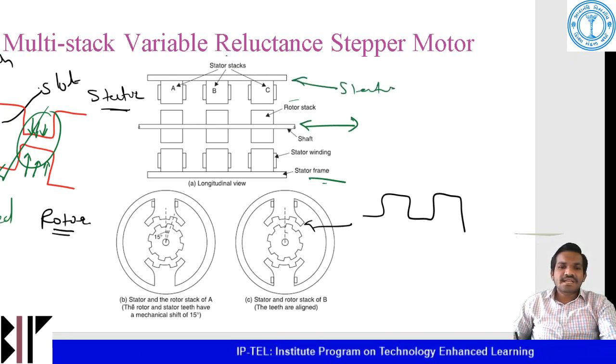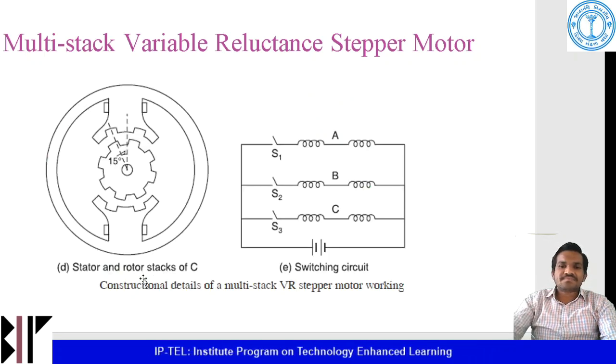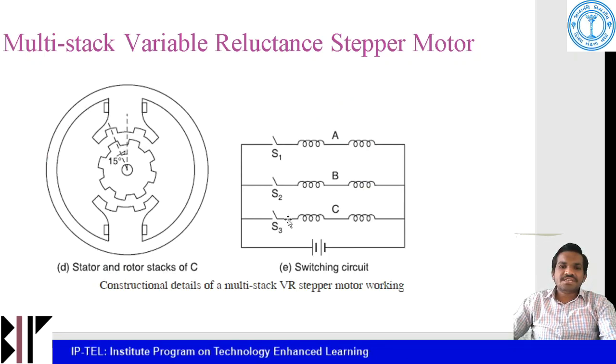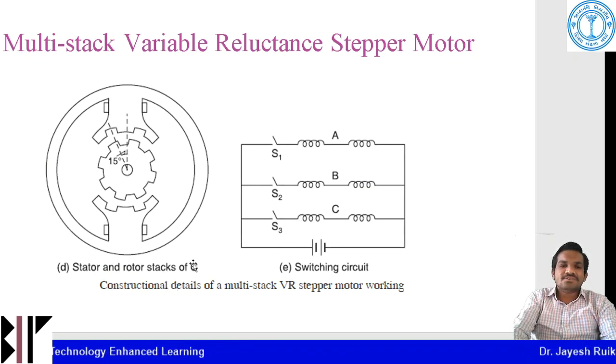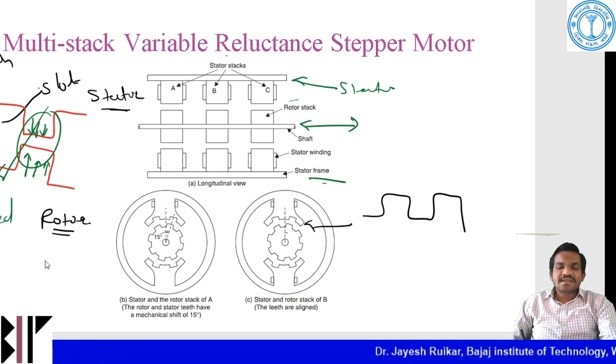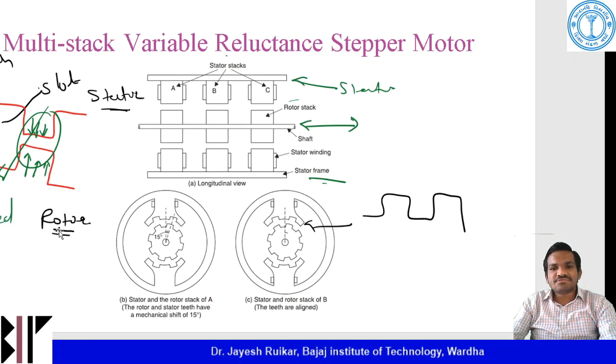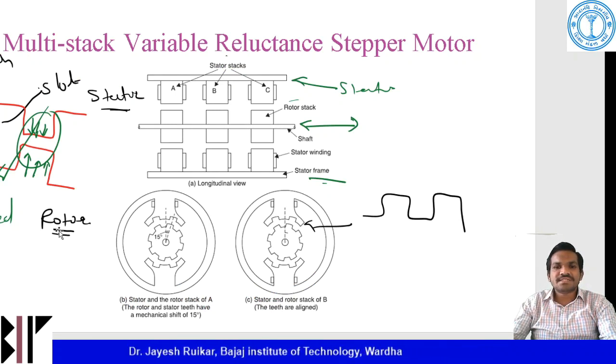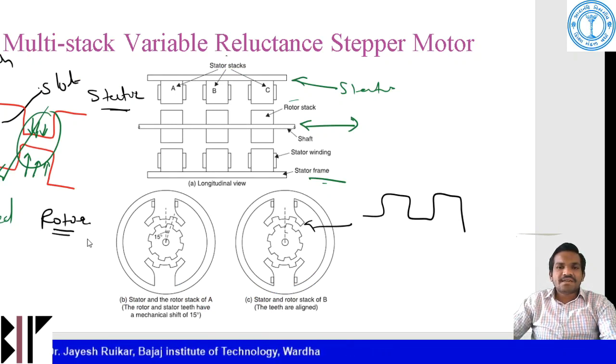Initially, this is your switching circuit, and this is the stator and rotor of stack C. In this particular diagram we can see that there are three stators, and the number of stator poles in each is equal to the number of rotor poles. Three stator stacks are there, and then three rotor stacks are there in the diagram.